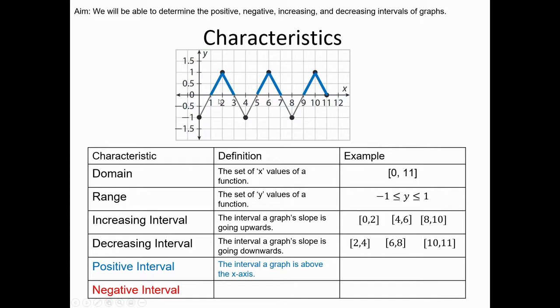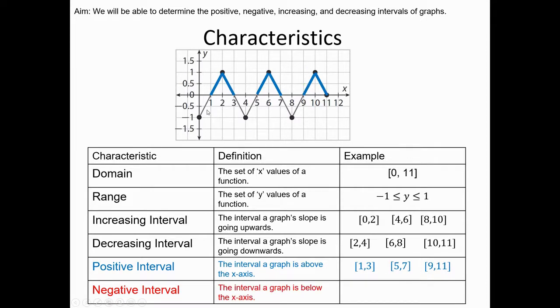So an interval for this would be from right here, 1 to 3. The next one would be right here, from 5 to 7. And the last one's right here, from 9 to 11. So it's just these three parts right here. Now you're probably wondering, well, hopefully you're not wondering, what could negative intervals be? Negative intervals are just simply when it's below the x-axis. That's all there is to it. So right here, right here, and right here. All these in red are all below the x-axis.